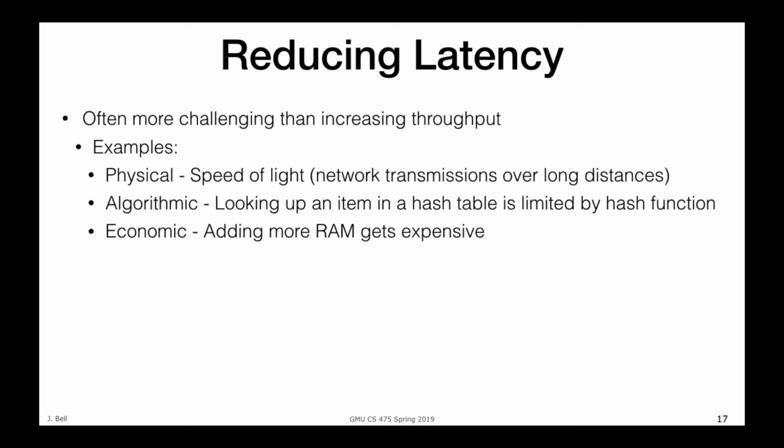To look the item up in the hash table is fast, but we have to run this hash function to find what the hash of the item is, and it's just tough. That's not something that we can make faster. We can run into economic issues too. So maybe at least for some low-hanging fruit, we can make our system have lower latency by adding more RAM, for instance. If we have more RAM, then we can store more things in memory, less things on disk. It's slow to go to disk, it's fast to go to memory, so we can reduce the latency there, but that simply gets expensive.